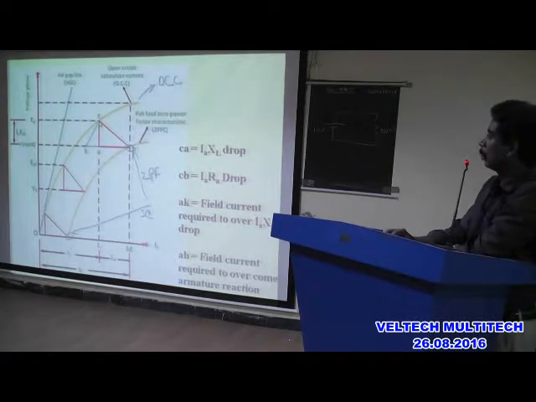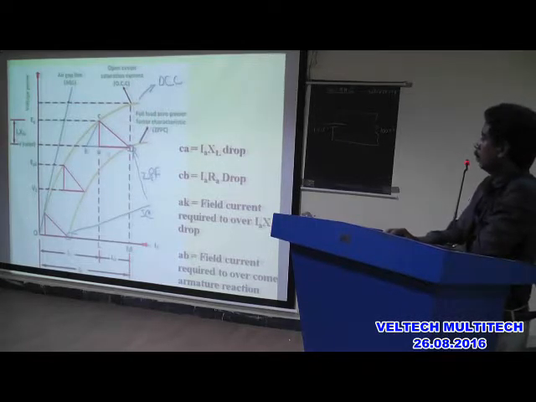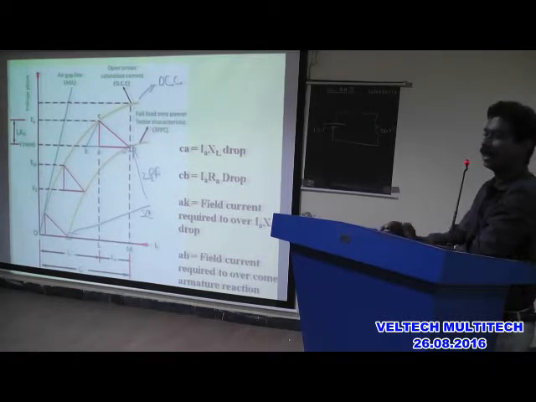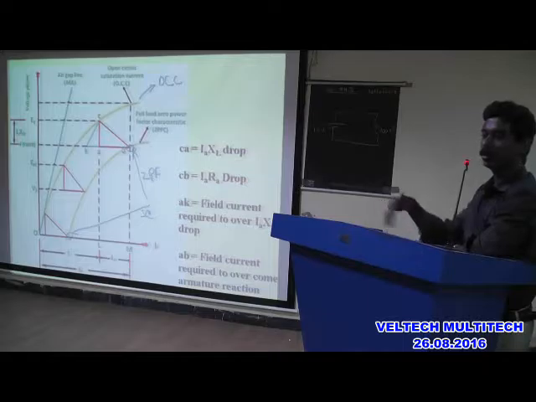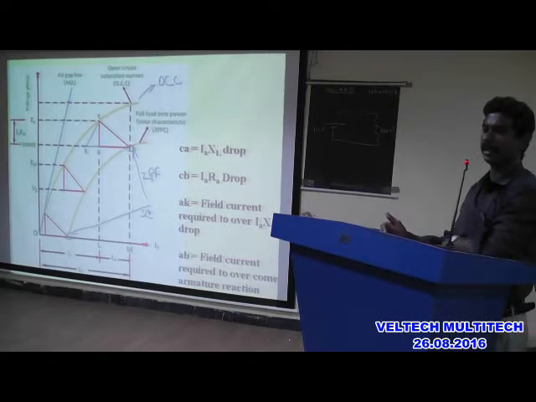Now we can join the C point and the starting point. Now we can draw one perpendicular line from C, or one line from C that is supposed to be parallel to the Y axis, or perpendicular to this line. Now this is the IaXL drop. The length CA is the IaXL. This length is the field current required to overcome the armature leakage reactance drop.